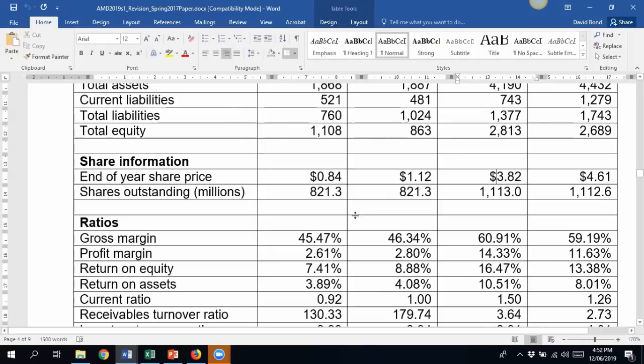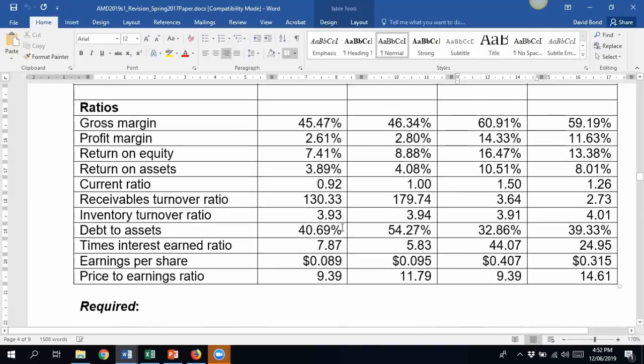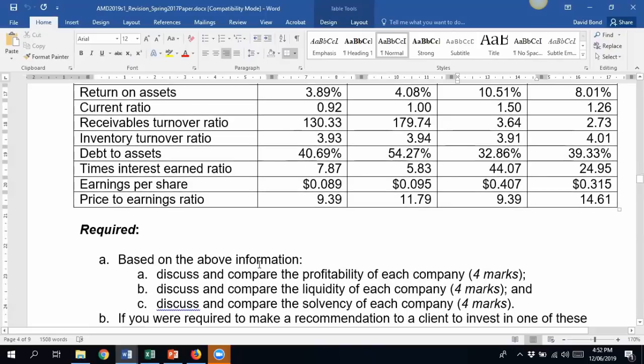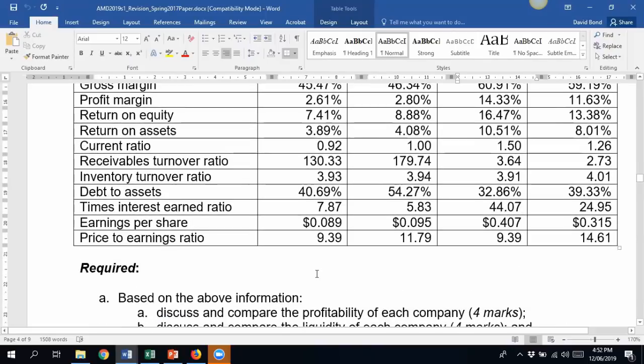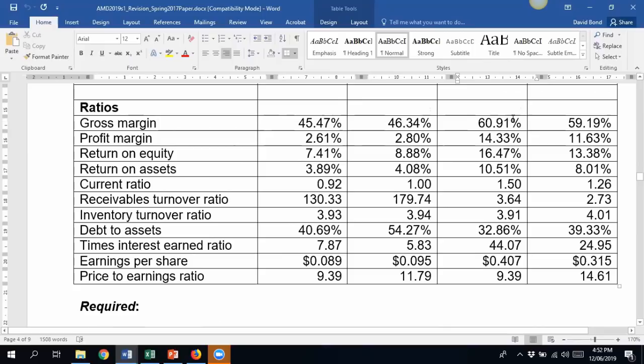If we start looking at the margins, and discuss and compare the profitability of each company, most of this we've already got a sense of by looking at what's happened above. We know this company has a much better margin. Profit margin is much better on this company. Return on equity is much better on this company. Return on assets is pretty small, but better on this side.